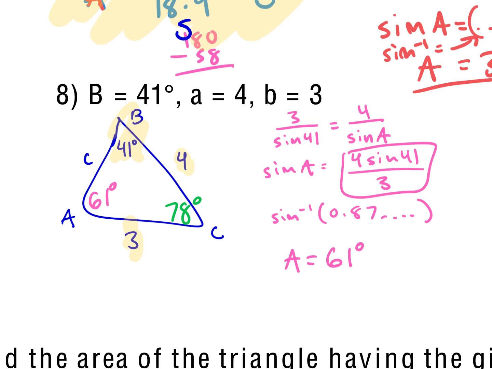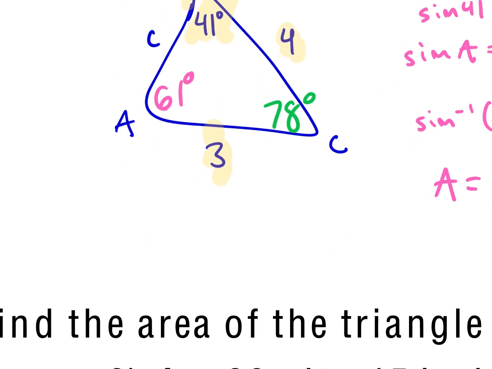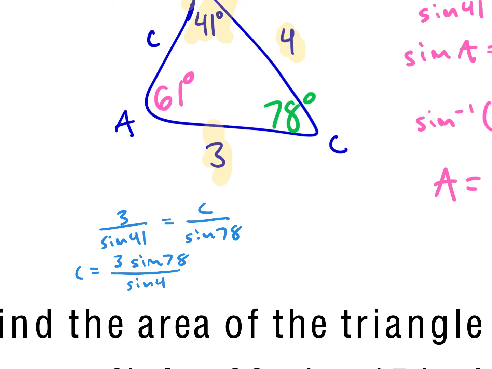What's the last thing I need to find here? Side C. So what do I do to find side C? 3 over sine 41 equal to C over sine 78. Awesome. So cross multiply and divide. So I get C is equal to 3 times sine of 78 over sine of 41. What do I get when I put that in my calculator?